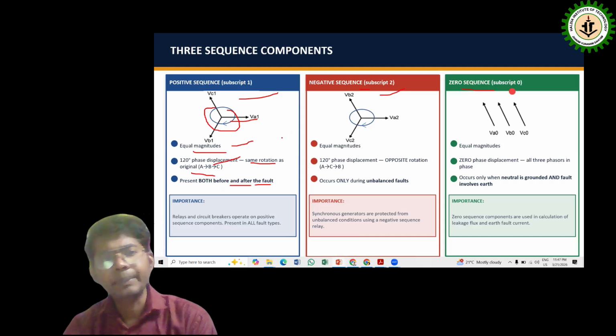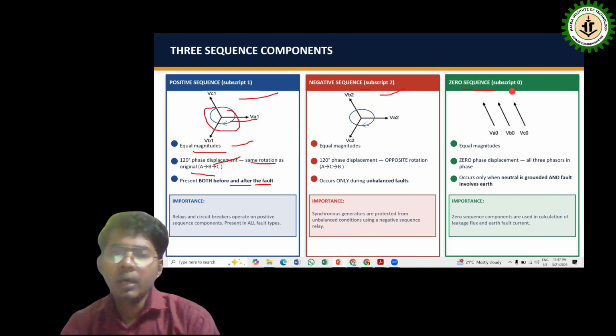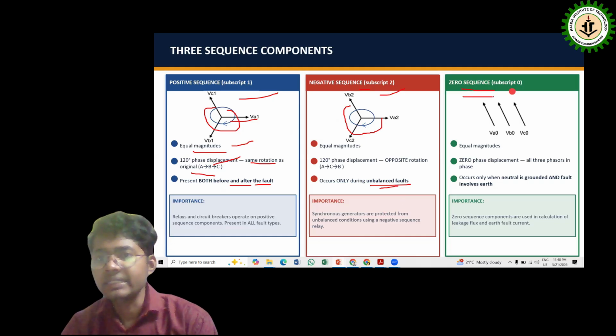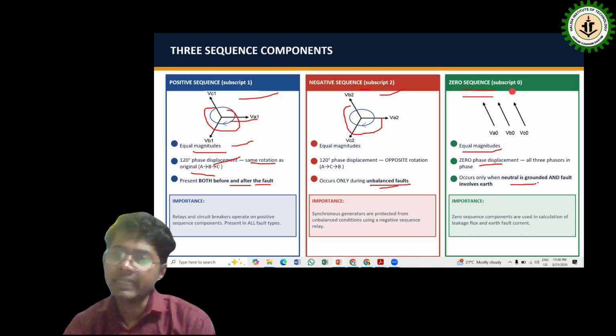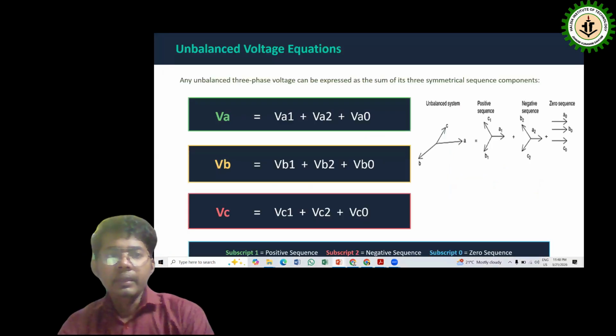Next, the negative sequence is the same as positive sequence, equal magnitude, equal phase difference of 120 degrees, but the rotation is opposite. Here ACB, not ABC, ACB. And this negative sequence is present during unbalanced fault condition, whenever the unbalance is there. Next is the zero sequence. In zero sequence, all the phasor magnitudes are equal, but they have zero phase displacement, no 120 degree phase displacement. And this is present only when there is a ground involvement, in case of ground fault.